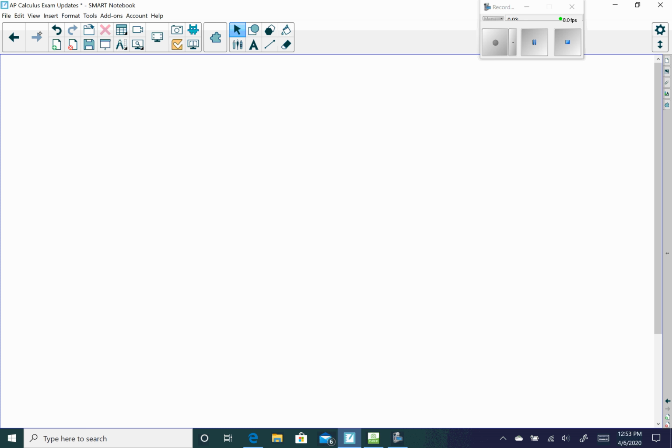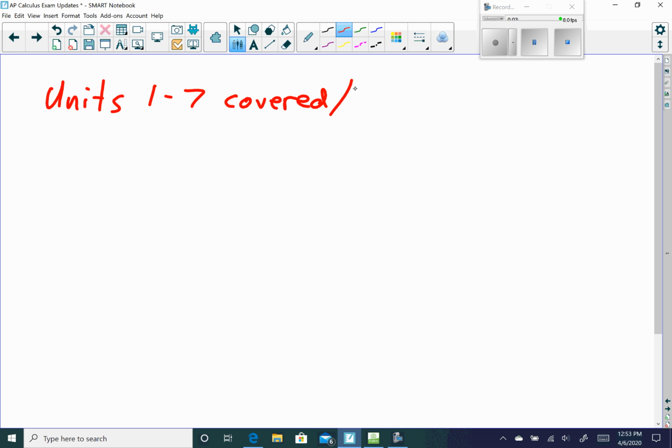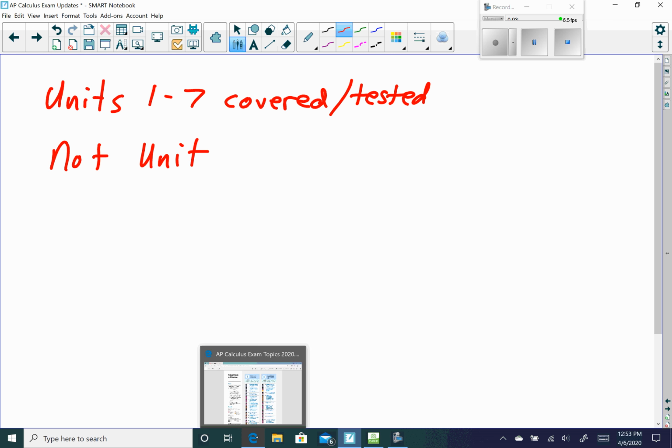What we're going to be tested over, and I'll show you the topics here. We still have a few more topics to cover. So in the past, they've covered what we consider units 1 through 8. So units 1 through 7 are covered or tested, but not unit 8. So I want to take you guys through this. I hope that this comes up.